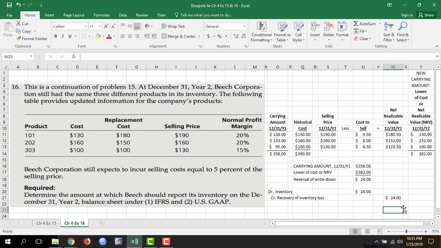What if the lower of cost or net realizable value at the end of year 2 had been greater than $390? Would we be able to write up the inventory to that amount? No, there's a ceiling to which we can write up the inventory. We can write up the inventory only back to the original cost of $390. So we can't go above that ceiling. So that's an important point to keep in mind.